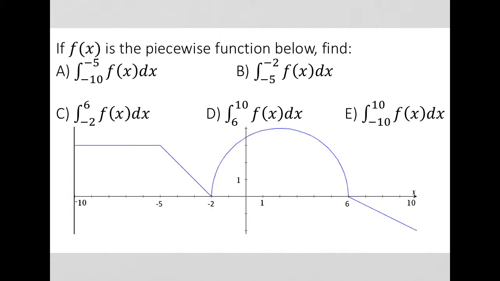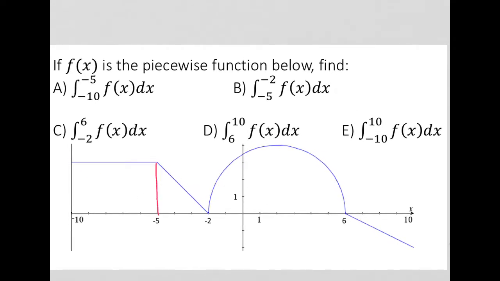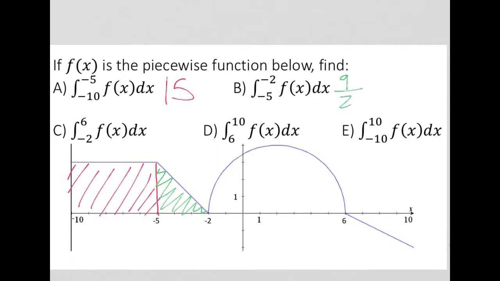So the first one is saying the integral from -10 to -5 of this function f of x is what? Well, that's just asking for the area of this pink rectangle right there. And that pink rectangle has a base of 5 and a height of 3, so it's an area of 15. And the integral from -5 to -2 of f of x is just the area of this green triangle right there. And that triangle has a height of 3 and a base of 3, so it has an area of 9/2, or 4.5, if you will.